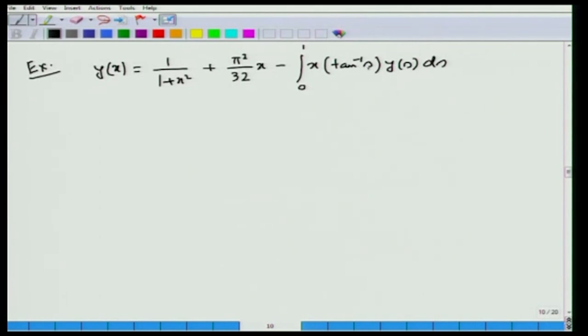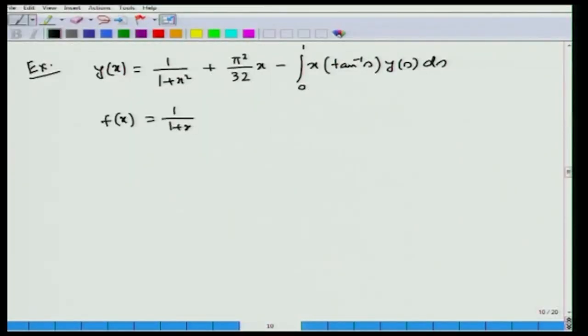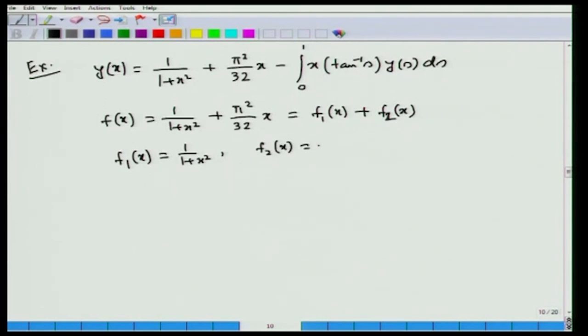And now, you can see that x can be taken out of the integral sign. This tan inverse(s) y(s) can be easily integrated if we have the initial iteration, that is y_0(s) = 1/(1 + s^2), that is already present here. So, that means the given f(x) for this problem, f(x) = 1/(1 + x^2) + (pi^2/32) x, can be taken as the sum of two functions f_1(x) + f_2(x), where f_1(x) = 1/(1 + x^2), and obviously f_2(x) will be equal to pi^2/32 multiplied with x. So, therefore, as per the modified Adomian decomposition scheme, y_0(x) = f_1(x).